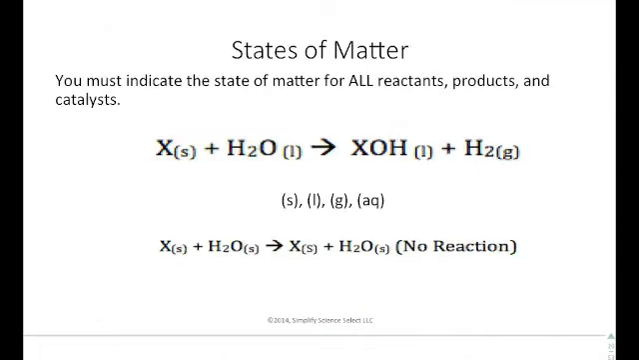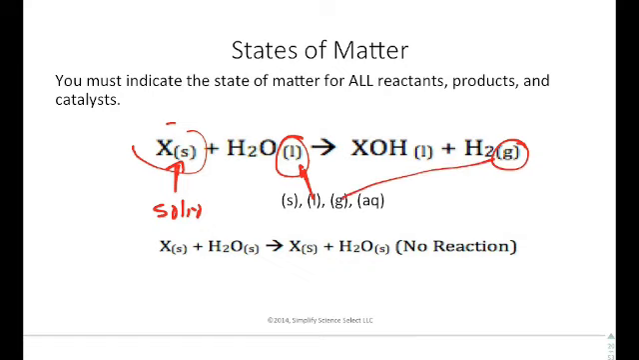Now, one thing that we didn't really do in first year chemistry is put the state of matter there. You're supposed to say not just X, but indicate that X is a solid. That's what that little S stands for. You're supposed to indicate that H2O is in its liquid phase. That's what the L stands for. And you indicate that hydrogen is in its gaseous phase.